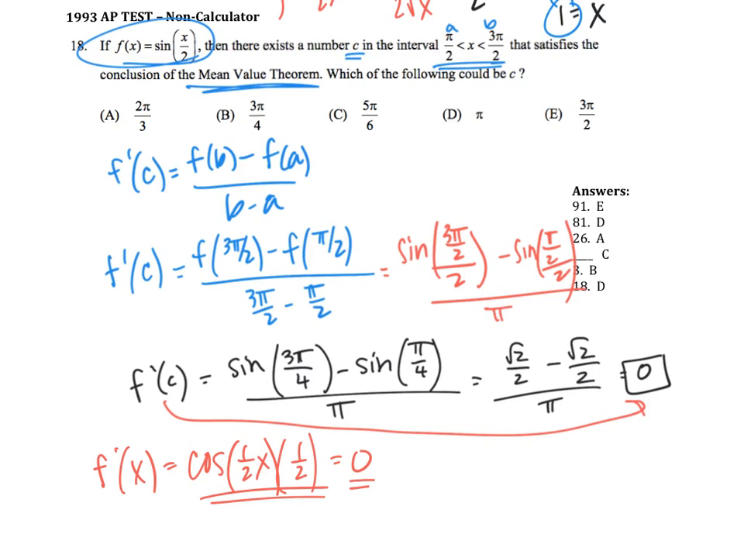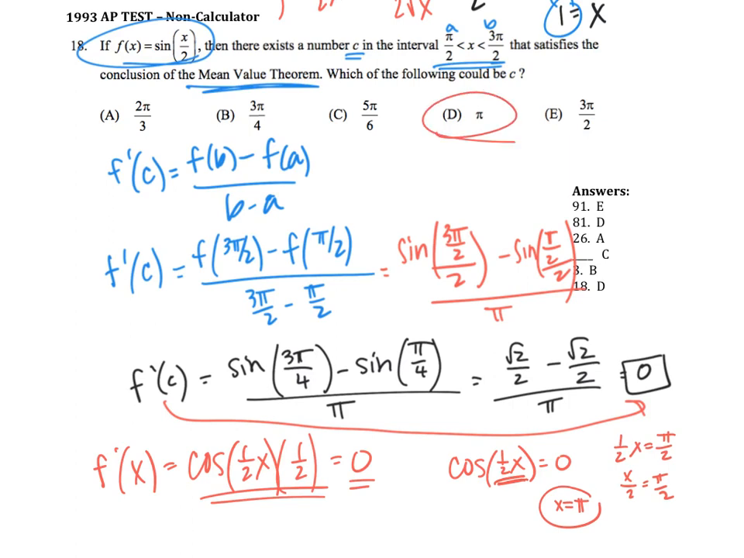Well, I could divide out my 1/2, and I know that the cosine of 1/2 of x equals 0 over a half, which is still 0. And my question is, when is the cosine 0? The cosine is 0 when my x is what value? Well, I know on the unit circle the cosine is 0 when my angle is pi over 2. So when does 1/2 x equal pi over 2? Or when does x over 2 equal pi over 2? That's going to happen when my x is pi. Wow. Answer is D.